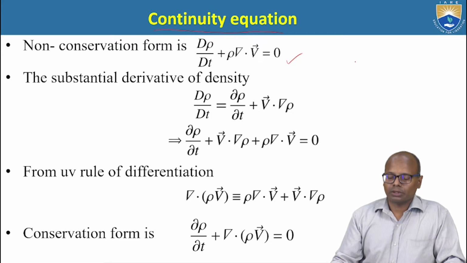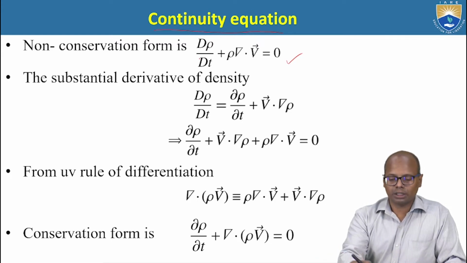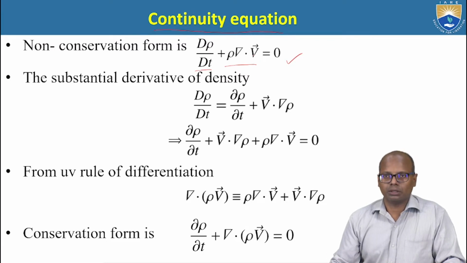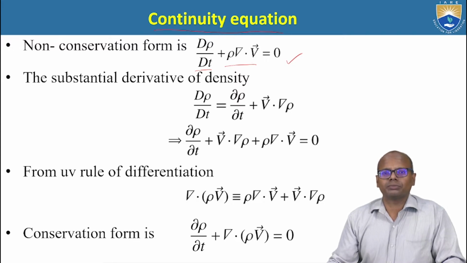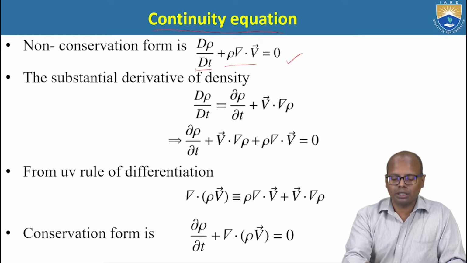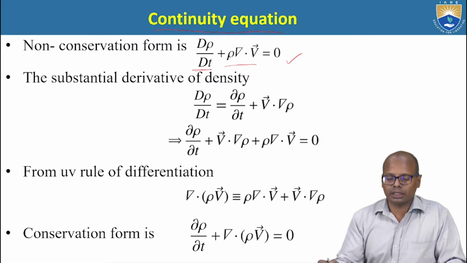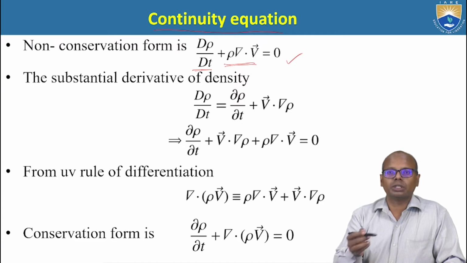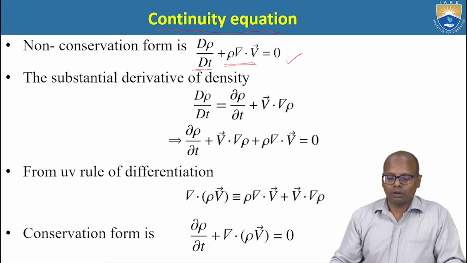Now look into this equation. It is the substantial derivative of density rho plus rho into del dot v bar. Now what is this del dot v bar? It is the divergence of velocity. So we have two components here: the substantial derivative of density and rho into the divergence of velocity. Now we have to convert this into the conservation form. Now how to do that?